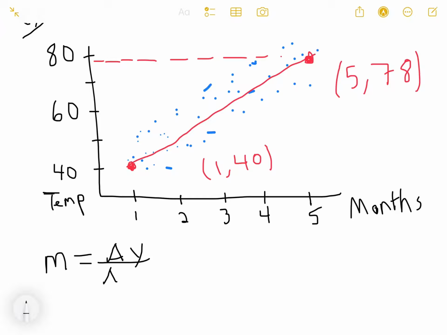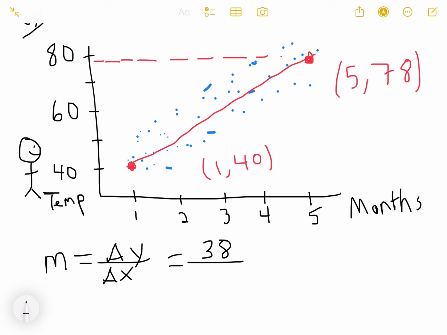We can make it overly complicated, but if I think of myself riding this line, I can make myself a little stick figure here, and I'm riding the line while I'm going up. How much did I go up in y? If I'm going left to right, the normal way that we read in English, I went from 40 all the way to 78. So I went up 38. So I have 38 here.